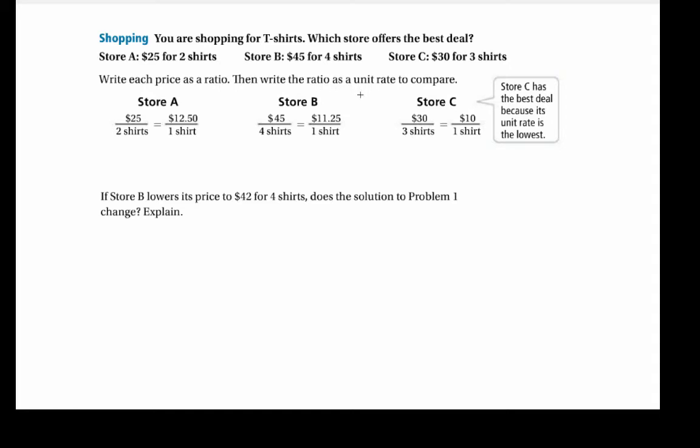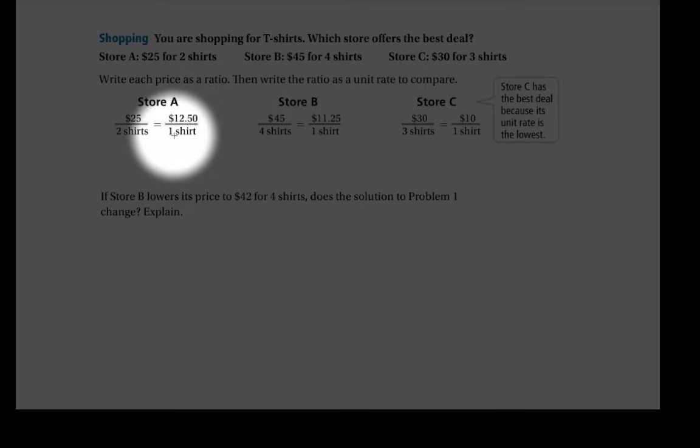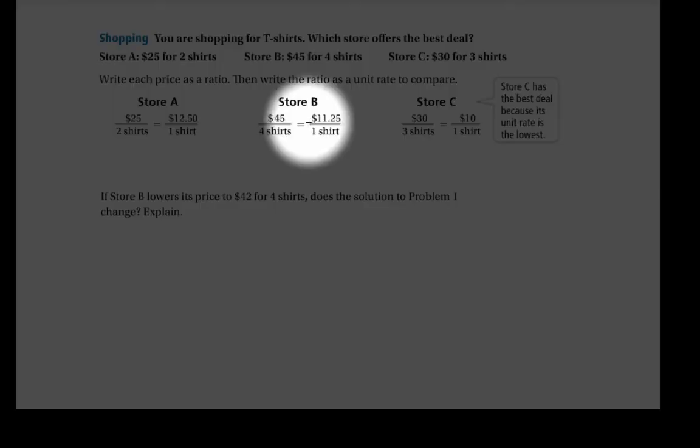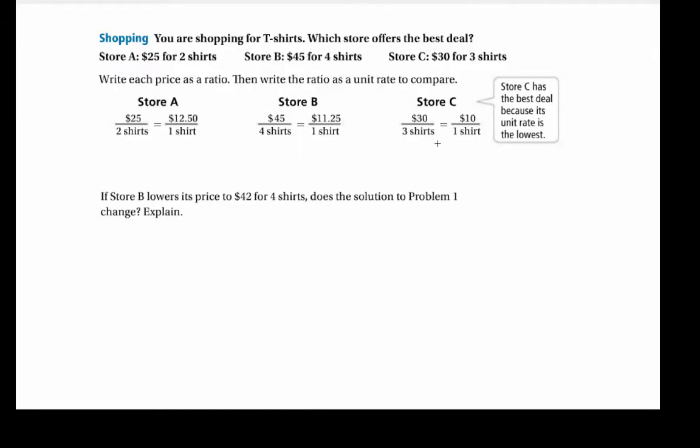Write the ratio as a unit rate to compare. The information that we're given is a little bit helpful. Maybe in our head we could figure it out a little bit. But if we convert each one of these down to the cost per shirt, which is a unit rate, then we can answer the question. So 25/2 reduces down to $12.50 per 1 shirt for store A. Store B, it's $11.25 for 1 shirt. Store C, $10 for 1 shirt. And once we convert these unit rates, it's very easy to determine which store has the best sale, and that would be store C.